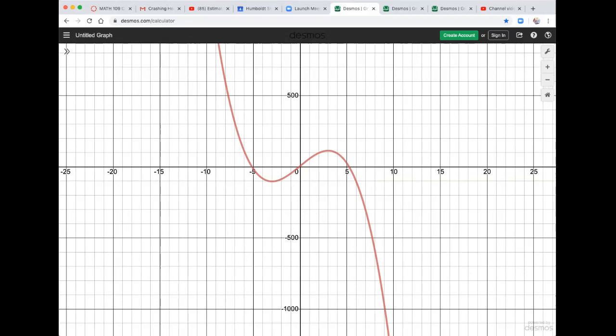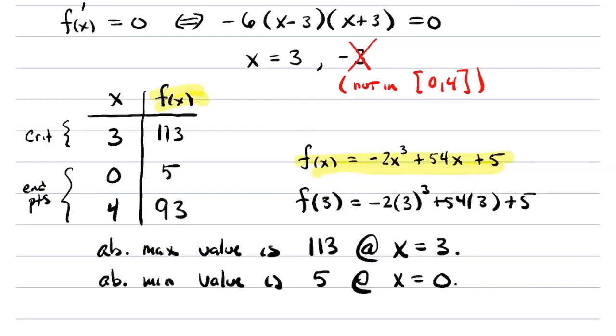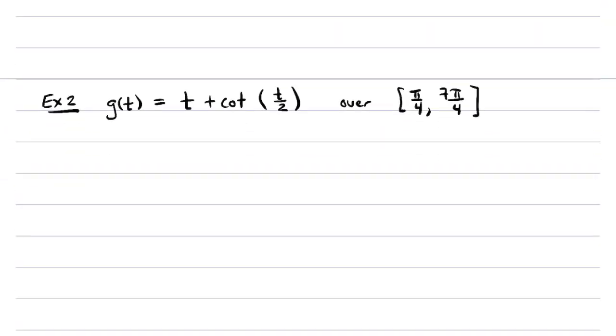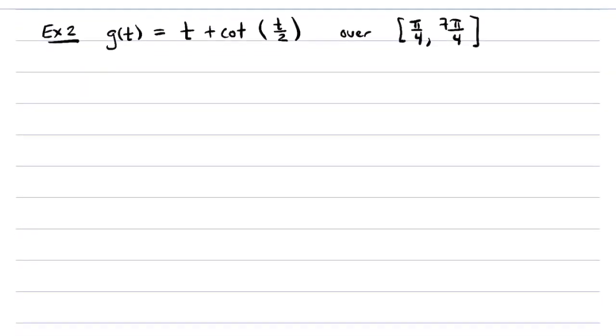Let's do a second example where we have a trigonometric function. So the idea is the exact same here. The calculus is the same. This next example might feel like it's a little bit more difficult because it's a trigonometric function instead of just a polynomial. But let's see what we can do. So here we are. G of t is t plus the cotangent of t over 2. And I would like to find its global minimums and maximums over the interval from pi over 4 to 7 pi over 4. Okay, so step 1, differentiate.